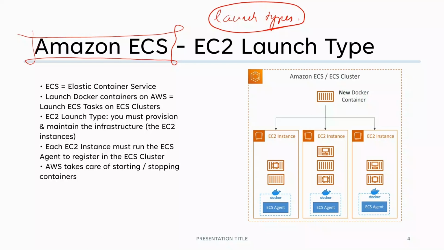As I've told you, you have to take care of everything. Okay, so this is about the EC2 launch type, where manual intervention is necessary and you need to keep your instances running. It is your job. Okay, so if a new Docker container comes in, it will run in any of the EC2 instances that you have created, and these EC2 instances will be in an ASG or auto scaling group. Okay, makes sense. Let us move forward.